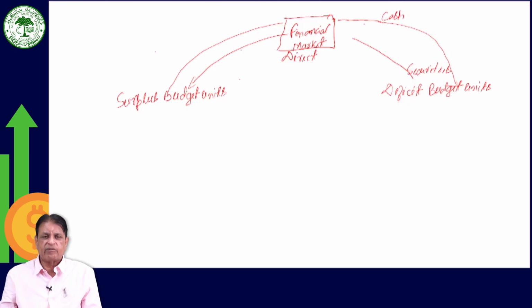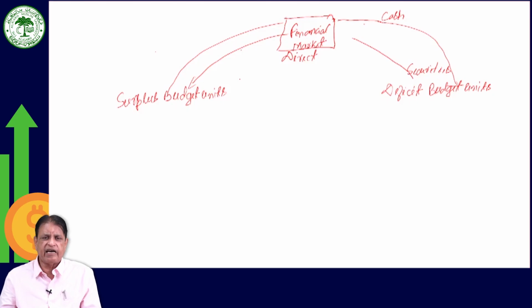So, this is the direct method, and in the direct method there may be brokers who act as facilitators. They are not intermediaries, they are facilitators. They help the deficit budget units to sell the securities, and they help the surplus budget units to purchase these securities.